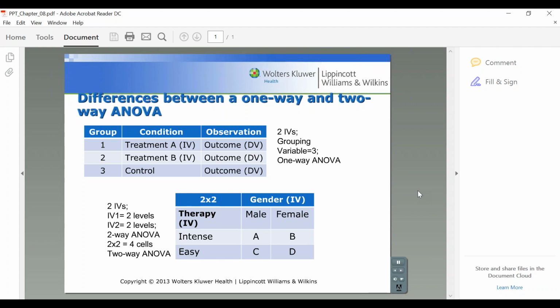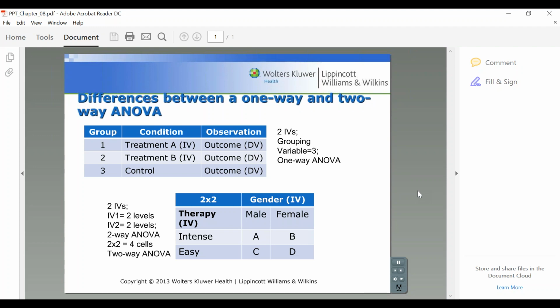Okay, so if you look to the right of that, we can distinguish all the characteristics of this type of design. There's two independent variables. The grouping variable is three, however, because there's three groups. Okay, so there's three or more means that we're going to look at. So we just use a one-way Anova. Why the one-way? Because our independent variables aren't separated out into different levels. They're unique. Okay, so they only have one level. So there's only one type of treatment A and there's only one type of treatment B. They're not split up into levels.